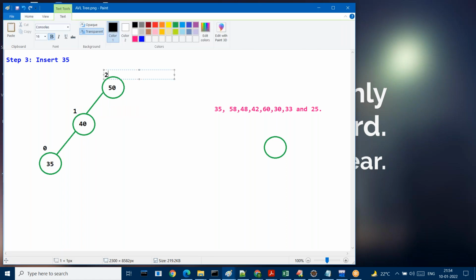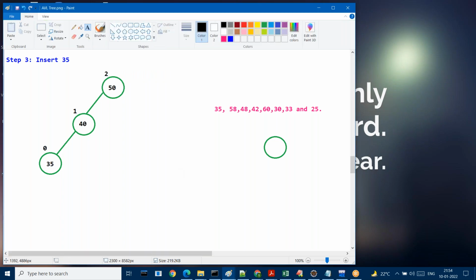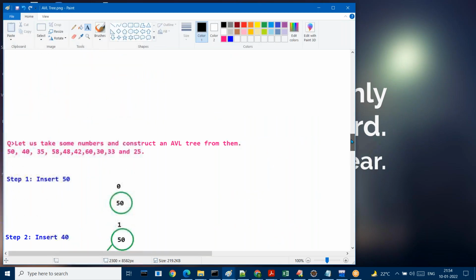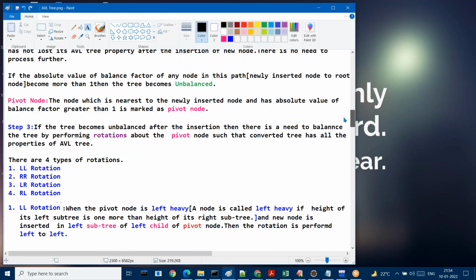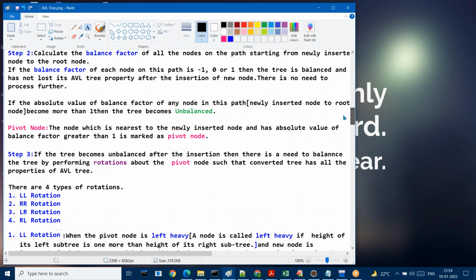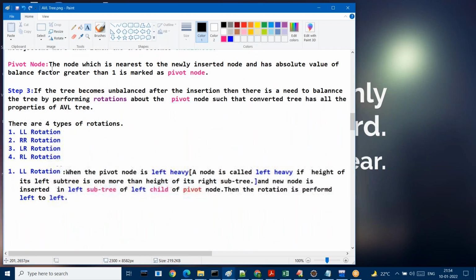2. Tell me, guys, is the tree balanced? No. Immediately, for the first time, sir. It says that if the tree becomes unbalanced after the insertion of a new node, then there is a need to balance the tree by performing rotation.